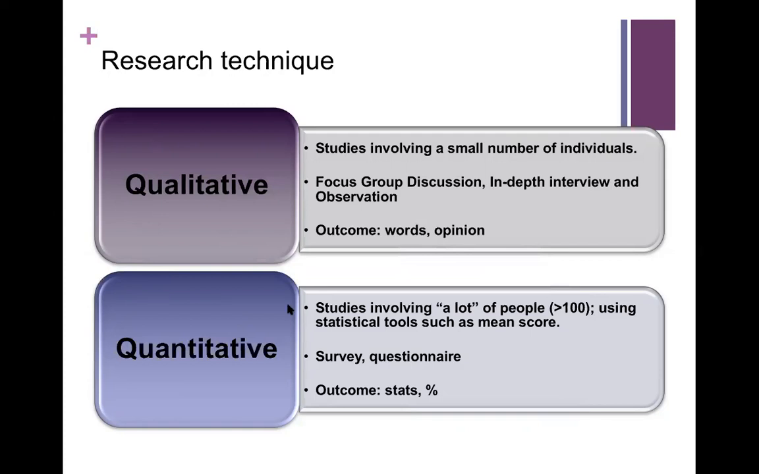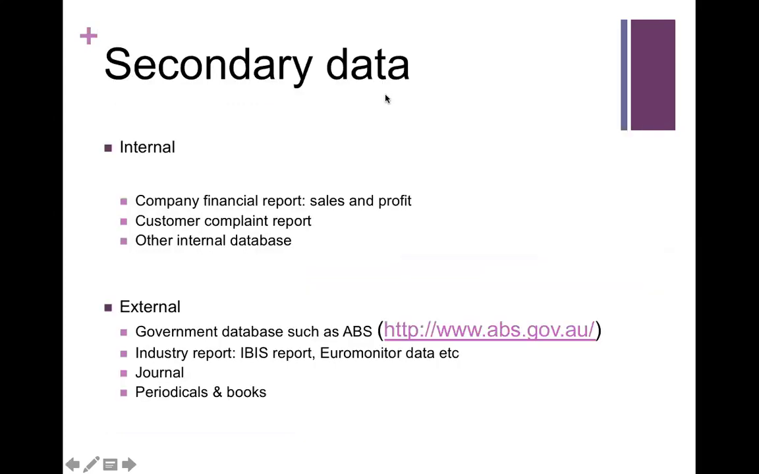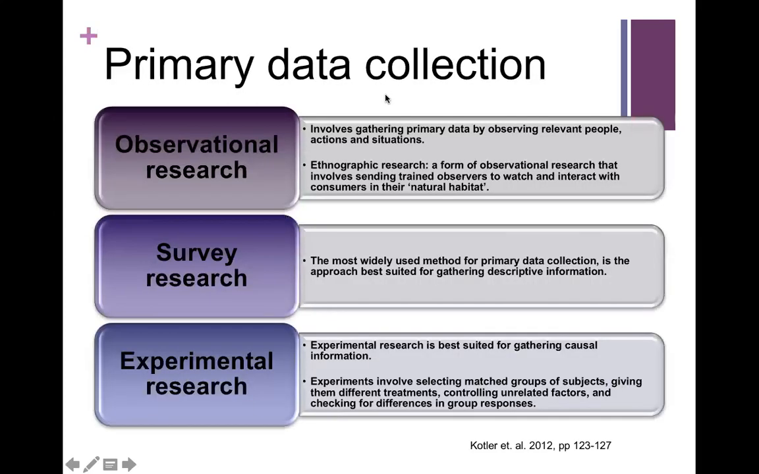The next one is quantitative research. This one normally includes more than 100 people. We normally use surveys, and we also use statistical tools to measure it. I'm not going to talk about this one here, and this is the one that I just spoke briefly about, the observational survey and experimental research.